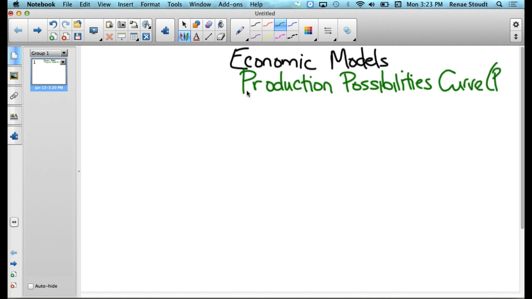Otherwise known as the PPC. Okay, so the production possibilities curve is where we are simplifying reality. We are looking at only two things that can be produced. Because if you think about it, in reality, we have tons and tons of things that can possibly be produced. The production possibilities curve just looks at two items that could potentially be produced. So we're looking at two items, and we are going to make some assumptions about those two items.